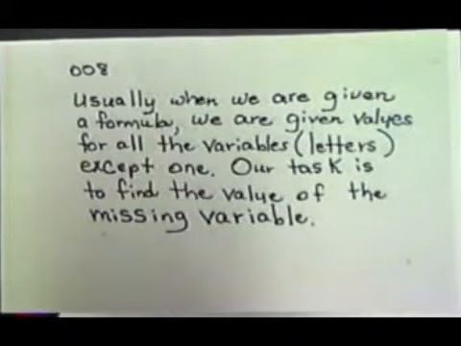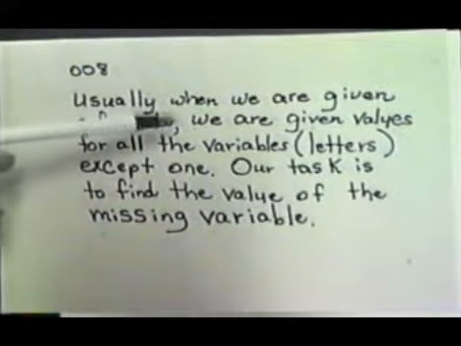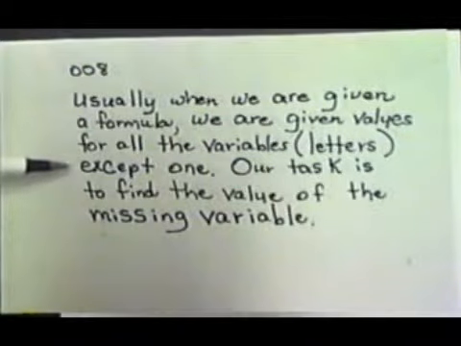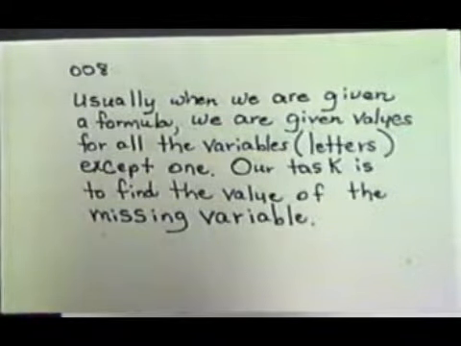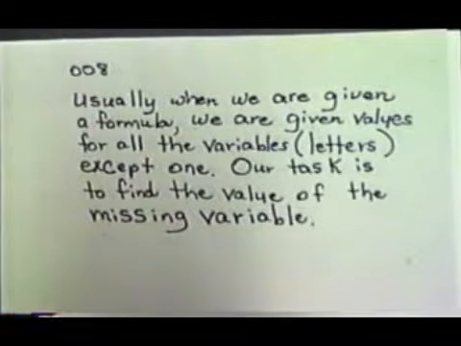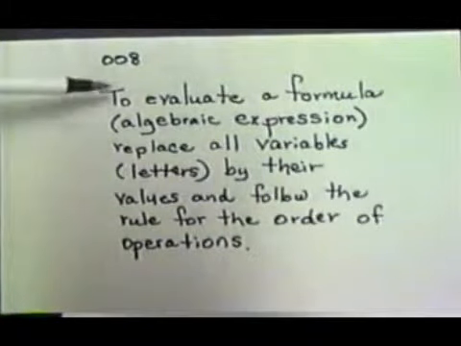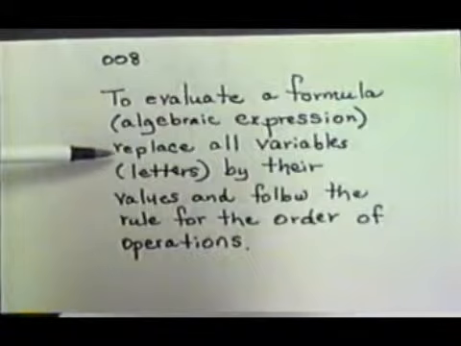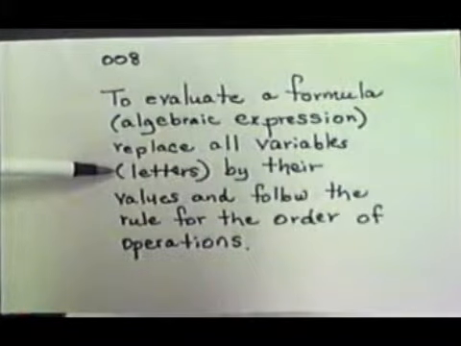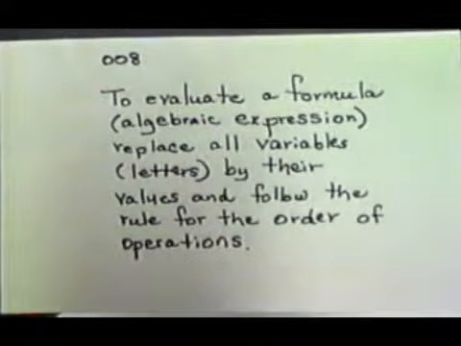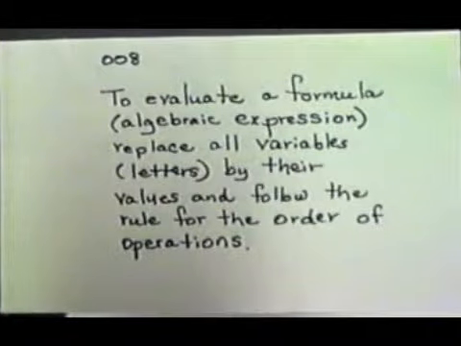Usually when we are given a formula, we are given values for all of the variables or letters except one. Our task is to find the value of the missing variable. To evaluate a formula, we're going to replace all the variables or letters by their values, and once we replace the letters by their values, we will follow the rule for the order of operations.